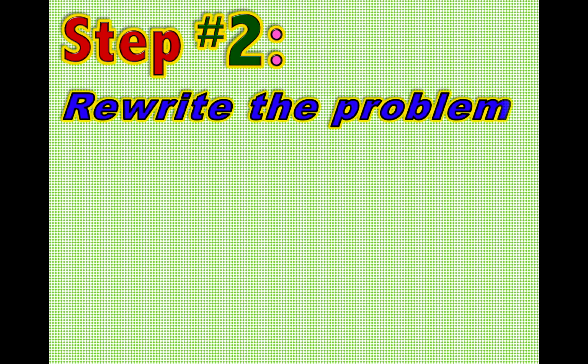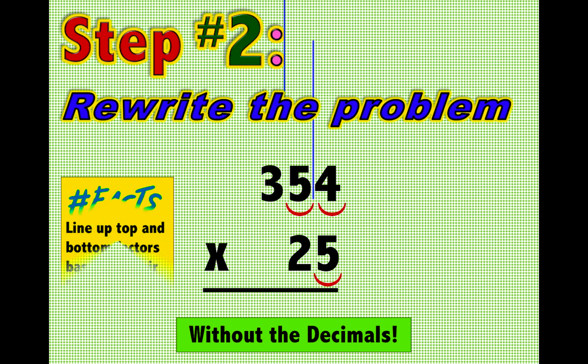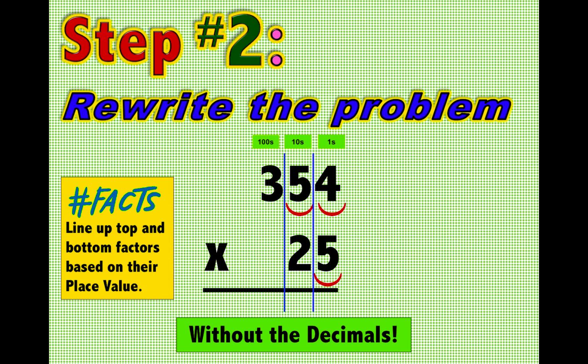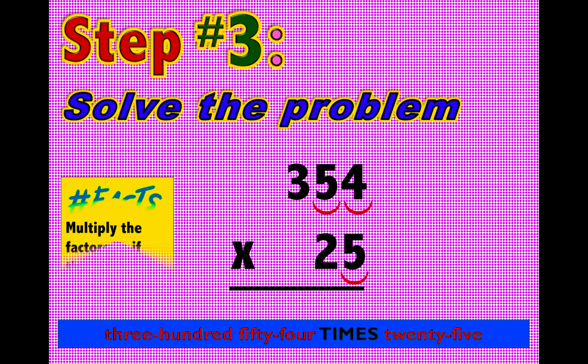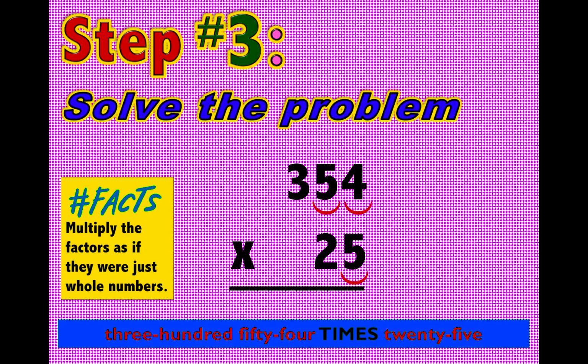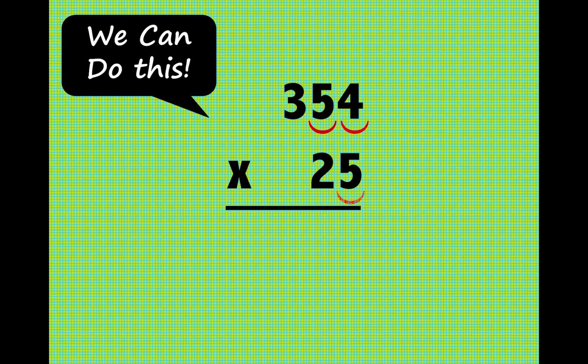Step number 2. Rewrite the problem without the decimals. Line up top and bottom factors based on their place value. Step number 3. Solve the problem. 354 multiplied by 25. Multiply the factors as if they were just whole numbers. We can do this. 354 multiplied by 25.